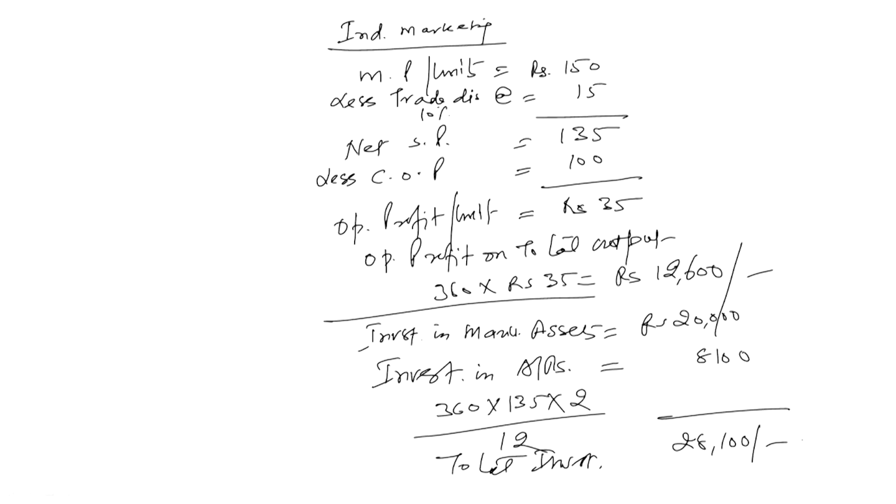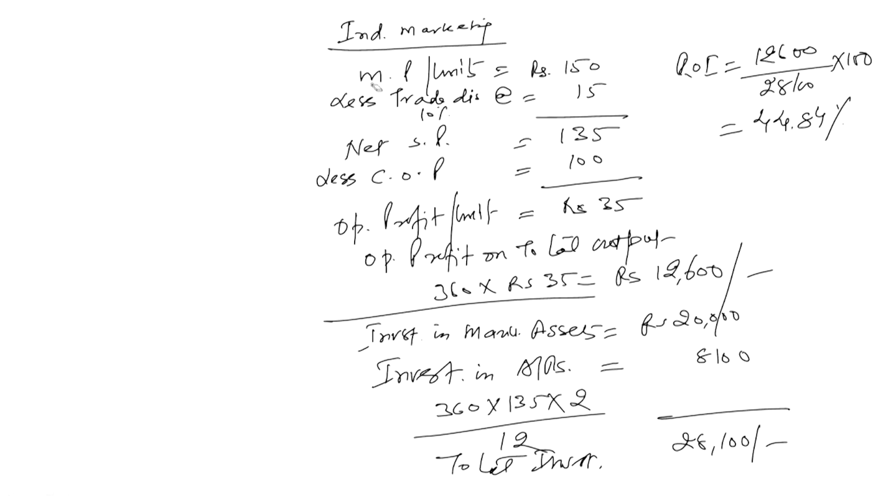Now let us calculate the return on investment. If you calculate the ROI, return on investment, how much will it be? Our profit is 12,600 and our investment is 28,100. So the return on investment for the company, if you calculate this, works out as 44.84% if we are going to sell the product in the market through the indirect channel.